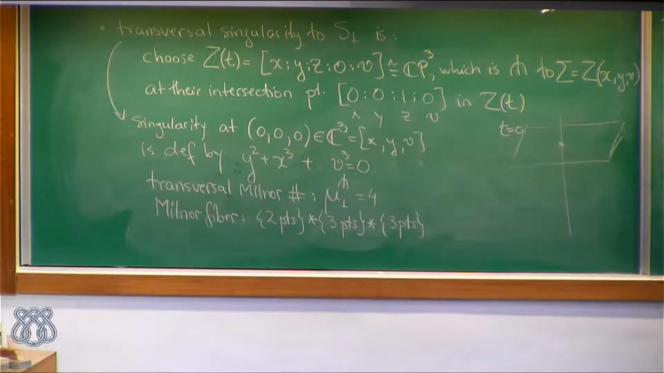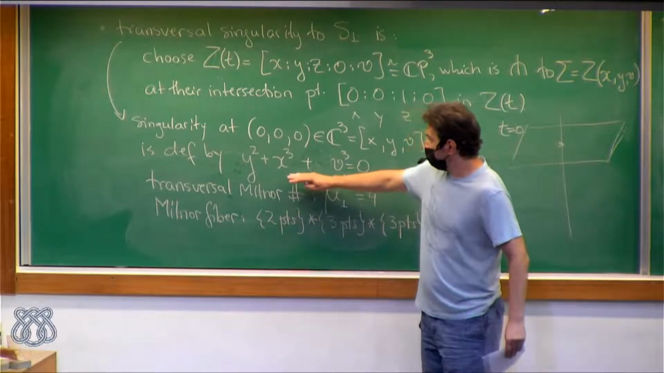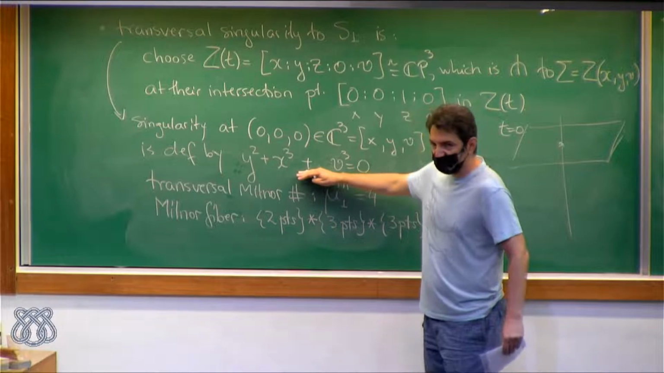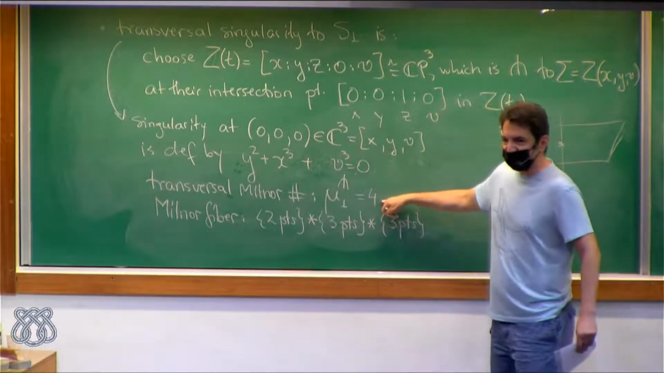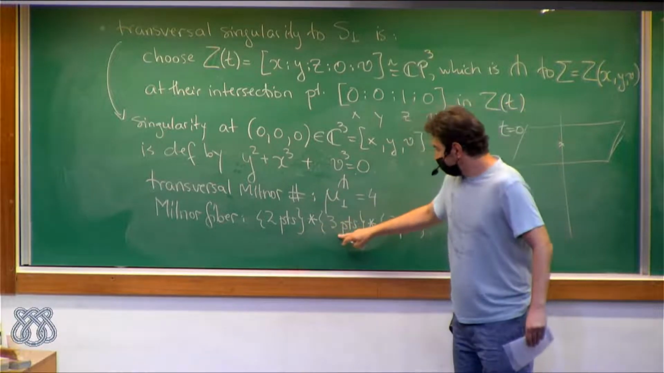Well, this is an isolated singularity at the origin in C3. So the Milnor fiber should be a bouquet of 2 spheres. And how many? There are 4. So it's not too hard. We already know what this is. But I wanted you to see it like this too, right?